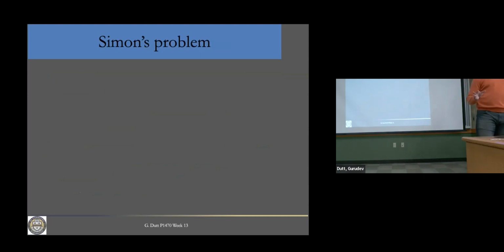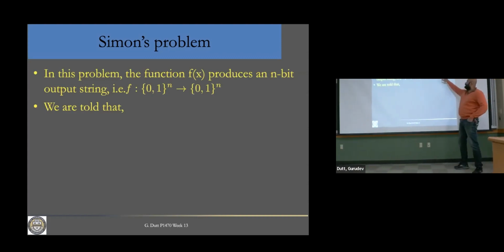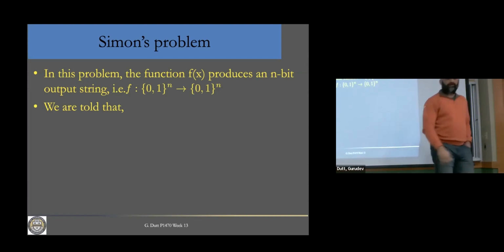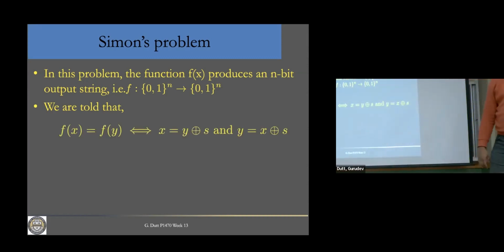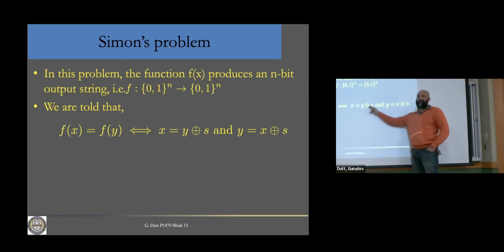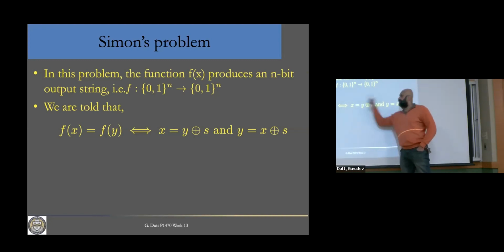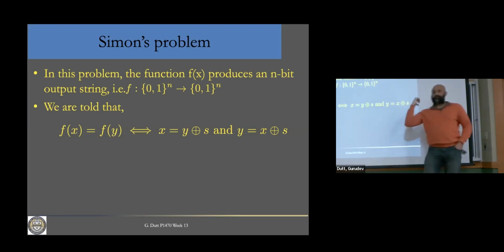Okay, so now we come to our first problem, which is called Simon's problem, where actually there will be an exponential speed up in the quantum computer. So this is the new problem. In this problem, again, the function f of x is slightly different. It doesn't produce a 1-bit output, but an n-bit output. And we are guaranteed that this function f of x is equal to f of y only if x equals y plus s, and y equals x plus s. Both are true. That's a double implication, meaning if this is true, then that must be true, and if that's true, then this is immediately implied.